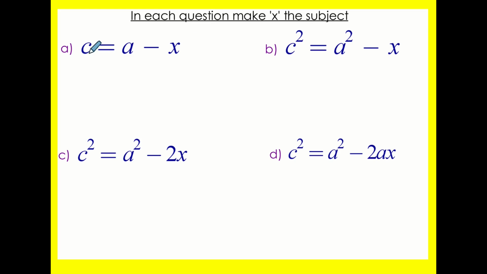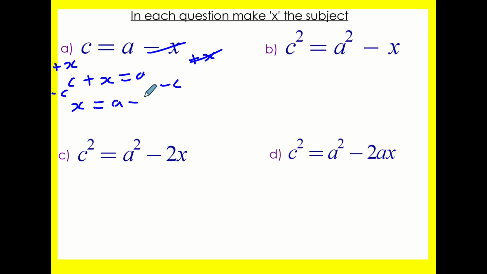So for me, what I'm going to do is add x to both sides. Because I've got a minus x, it just makes it positive. So when I do add x, these two cancel, and I'm left with c plus x equals a. And then I can minus c from both sides, and that's going to give me x equals a minus c. And I'm done. I've made x the subject.